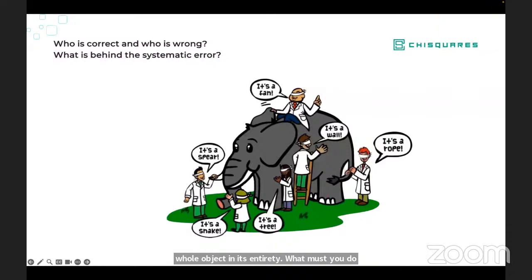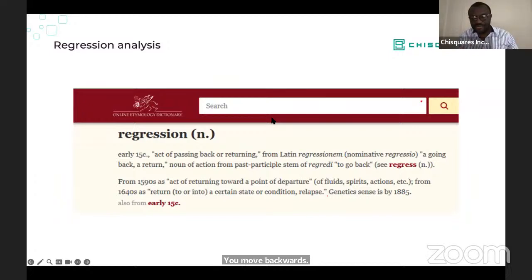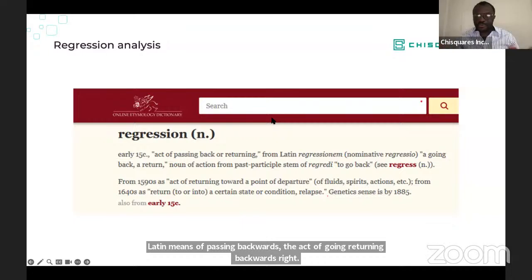So that means that for you to see the whole object in its entirety, what must you do? You move backwards. Yeah, you have to move backwards, right? And that is what regression is. The literal meaning of the word regression is to step backwards. The etymology, from Latin, means the act of passing backwards, the act of returning backwards. And so you might be wondering, why would we want to go backwards?